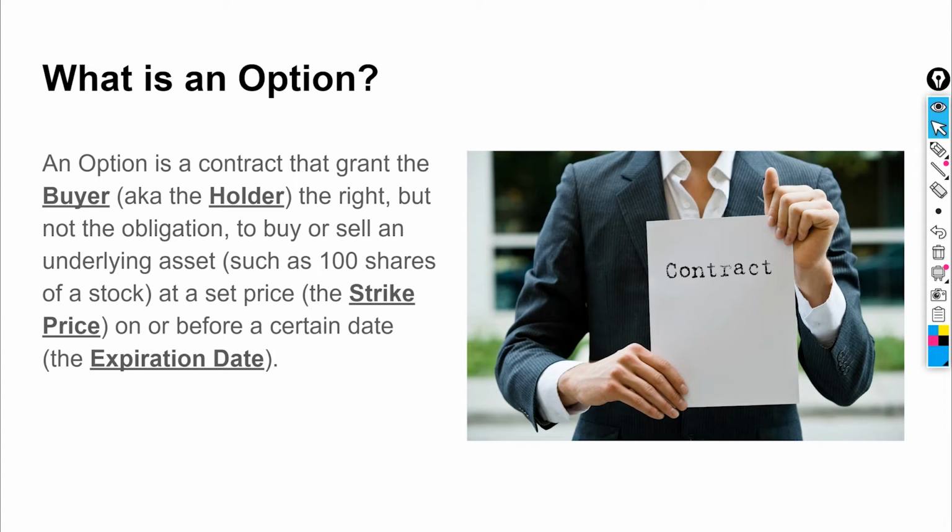So you have the right but not the obligation to buy or sell an underlying asset at a set price. Now, that is what we refer to in option lingo as the strike price, on or before a certain date, which we refer to as the expiration date.